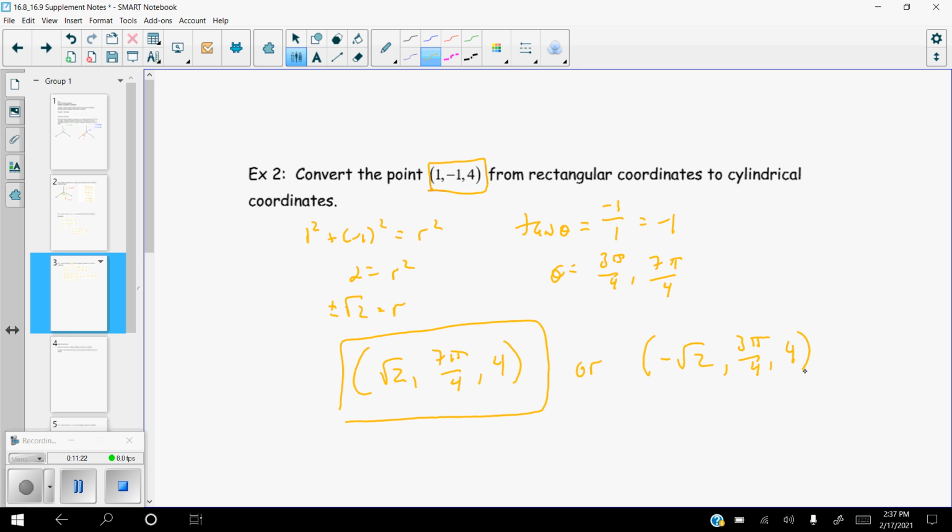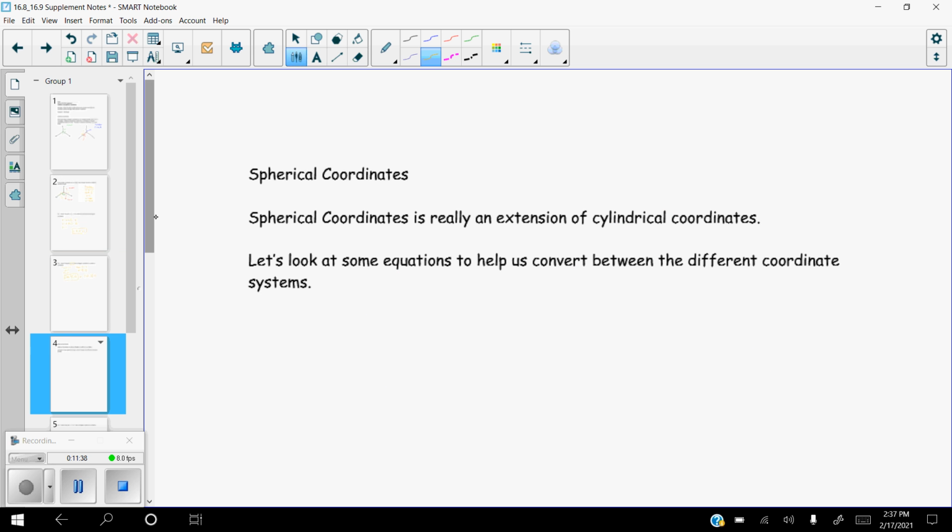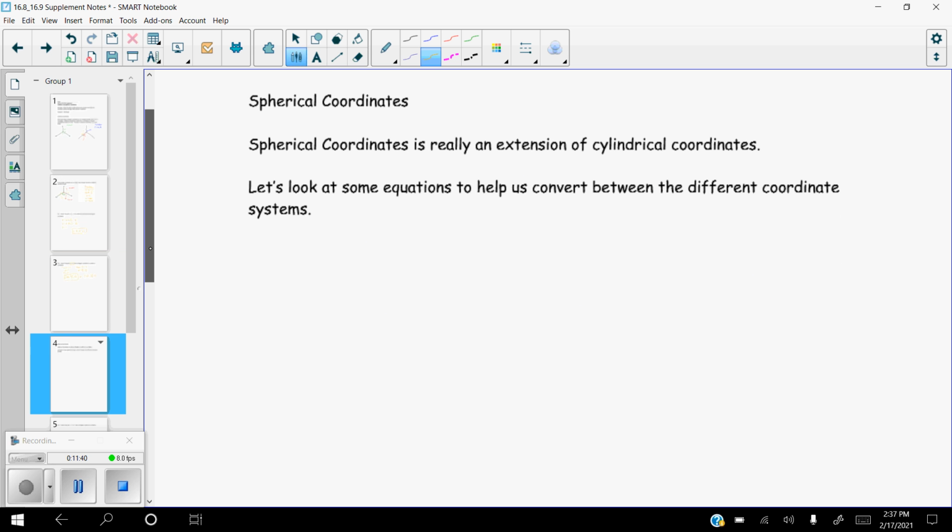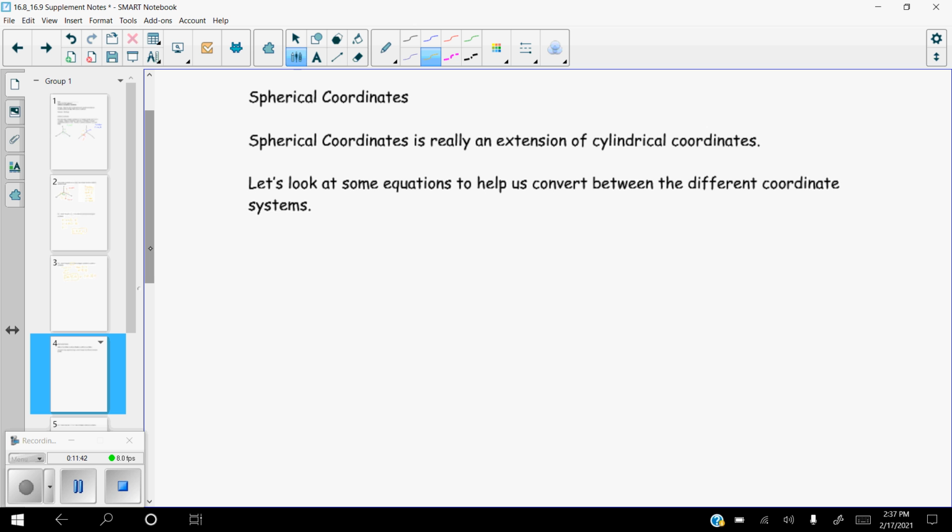And really, that's all there is to cylindrical coordinates. We'll deal with changing things into cylindrical equations at the end. But that's cylindrical coordinates, basically polar with z. Now let's talk about spherical coordinates. This one's going to take a little bit longer to develop. It's not extraordinarily long, but we haven't really seen this idea specifically.